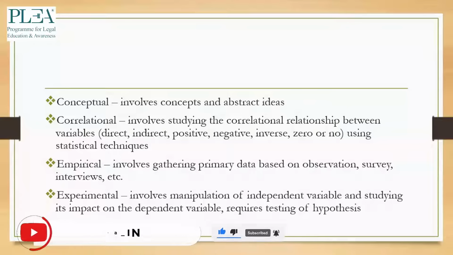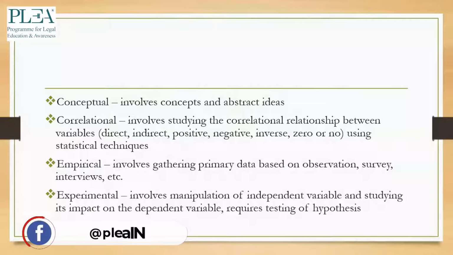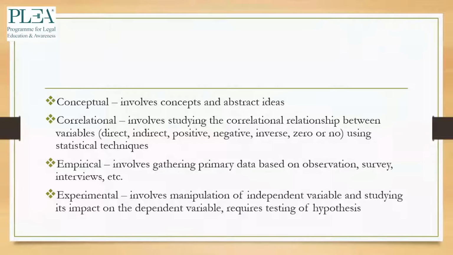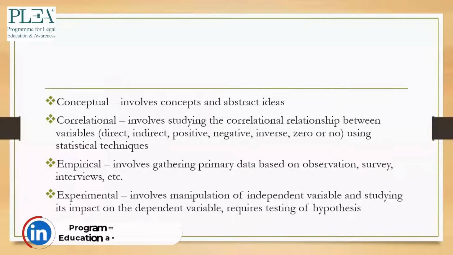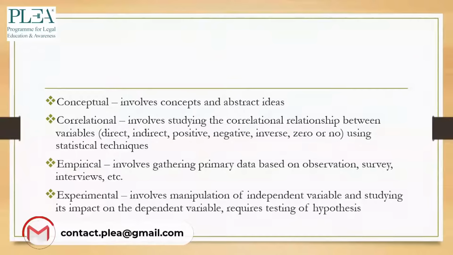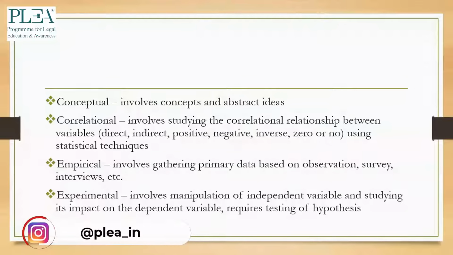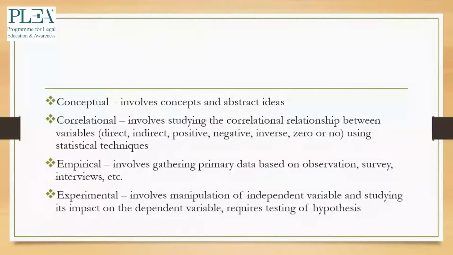Zero or no correlation is where one variable has no effect on the other variable. This method of research, the correlational method, uses different statistical techniques. The data that you collect, process and analyze requires use of various statistical techniques and different statistical tools. This is again very interesting.